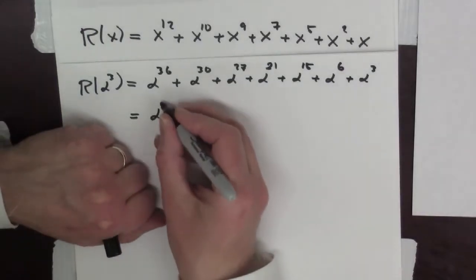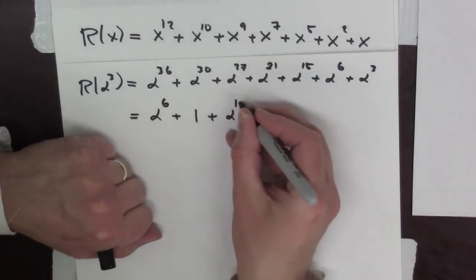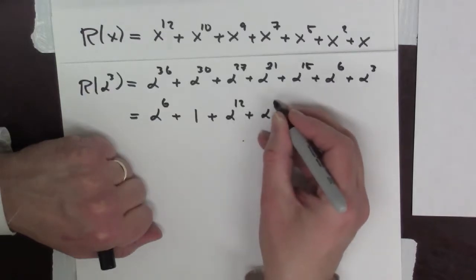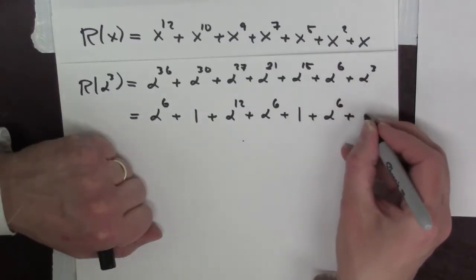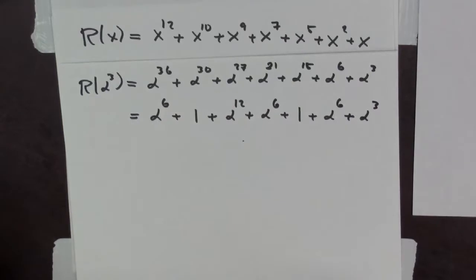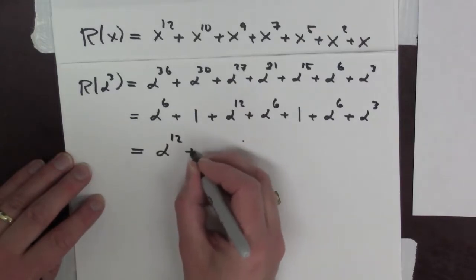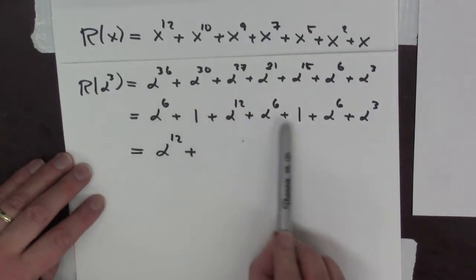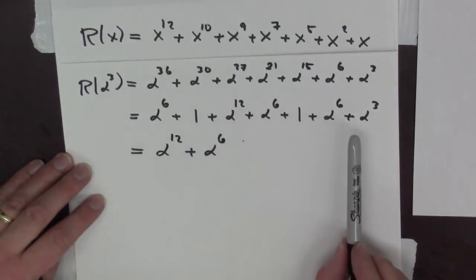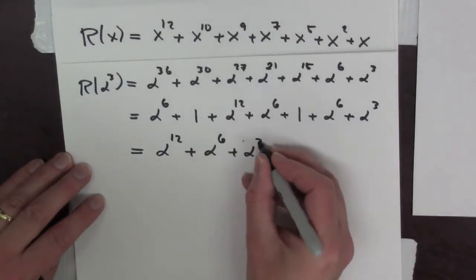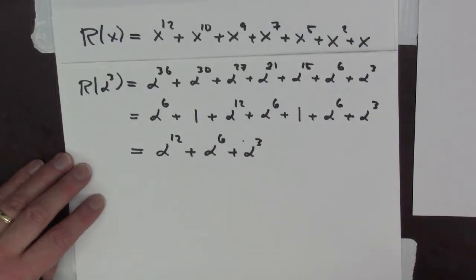So this is really alpha to the 6. This is 1. This is alpha to the 12. This is alpha to the 6. This is 1. This is alpha to the 6. This is alpha cubed. So you can see now there's only one alpha to the 12 here. There are 1, 2, 3 alpha to the 6, and 3 is equal to 1, so I get alpha to the 6. There's an alpha cubed here. And finally, 1 plus 1 is equal to 0.